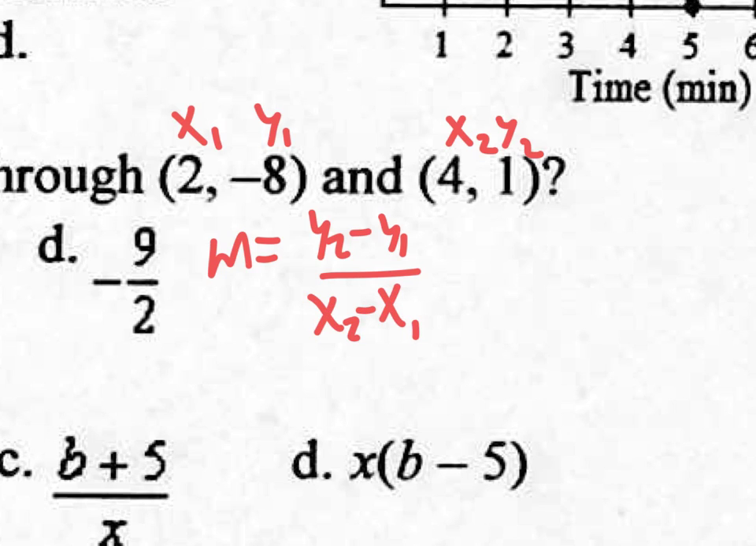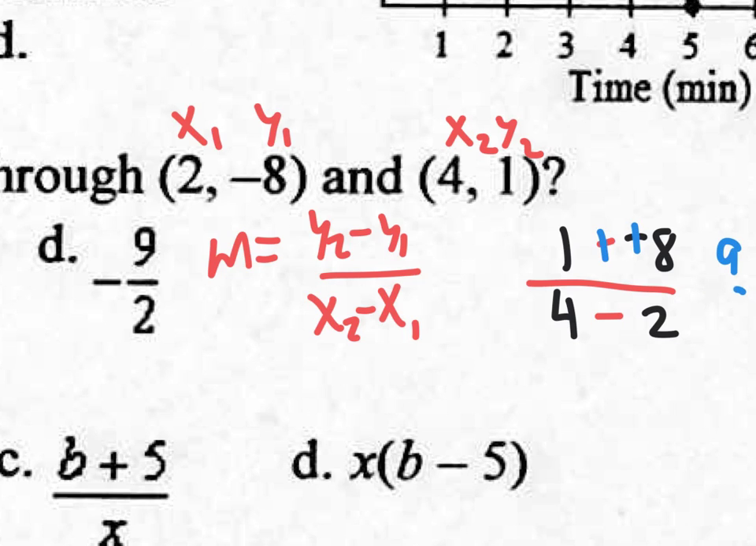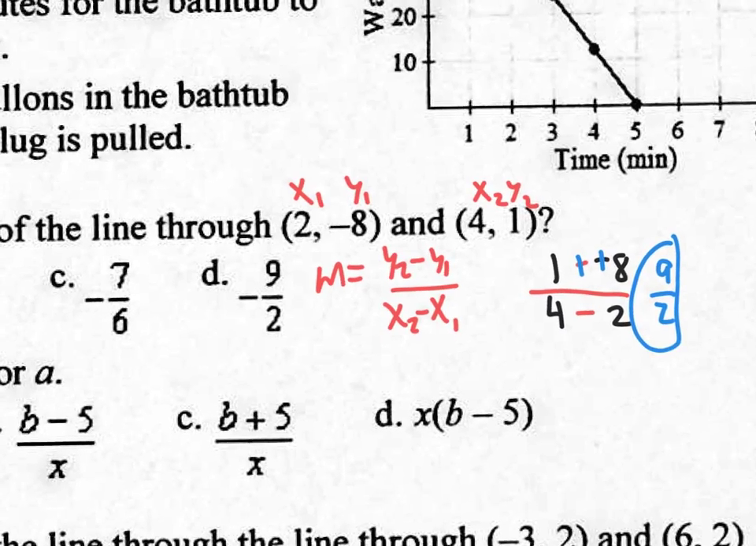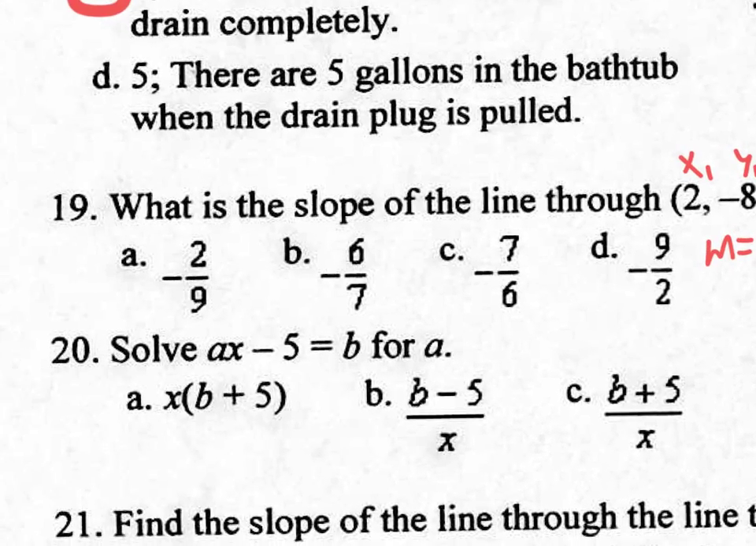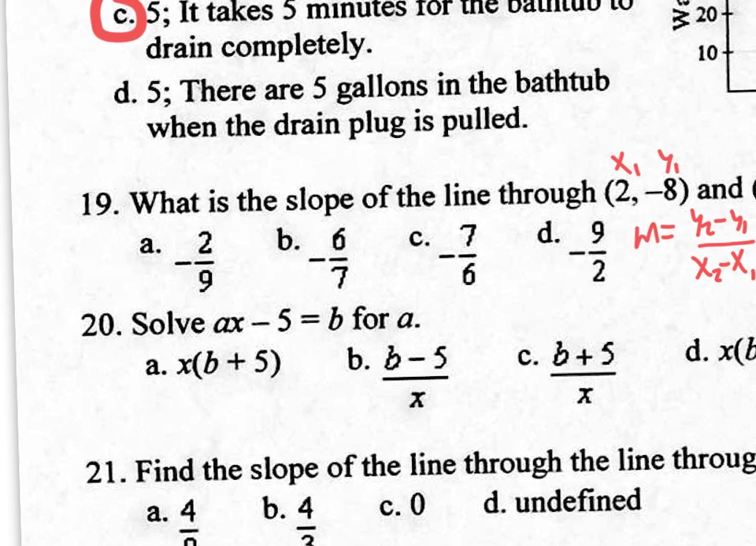Now, when you use the formula, please do the division and the subtractions and plug in your y2, which is 1, your y1, which is negative 8, your x2, which is 4, and your x1, which is 2. So the minus minus changes to plus plus. So you're going to end up with a 9 over 2 because 4 take away 2 is 2. And that's your slope, 9 over 2. Now, if you look at your multiple choice answers, it does not have it there. So 19, all of these are wrong.